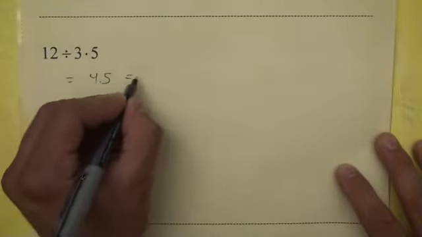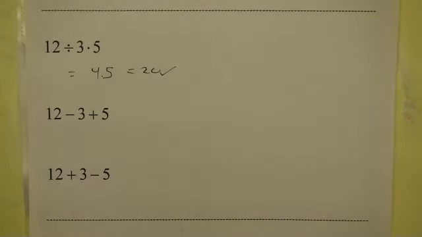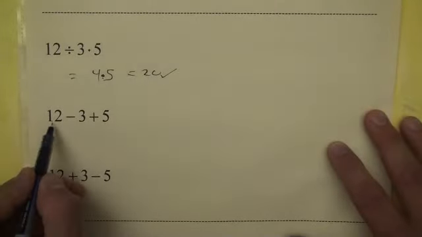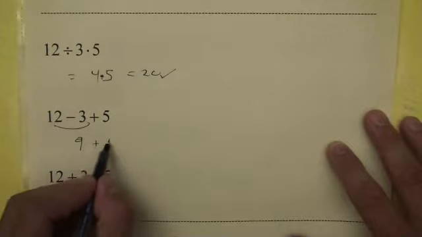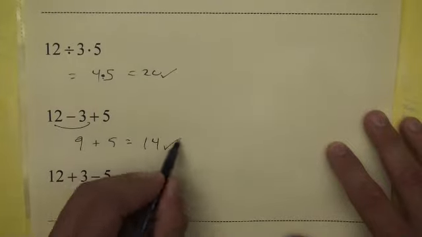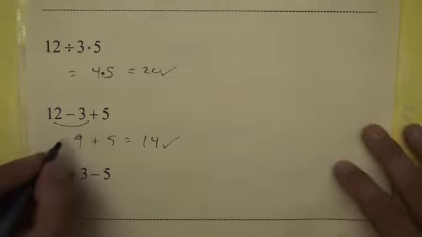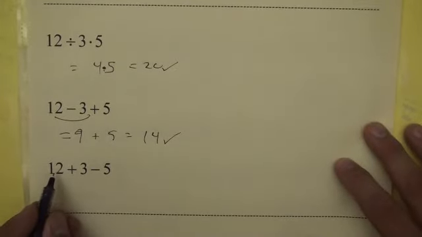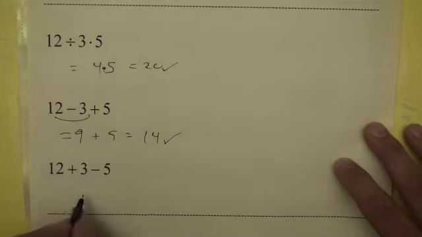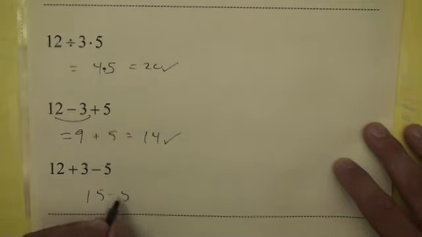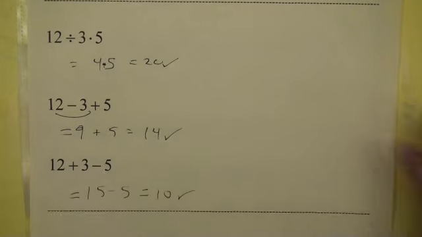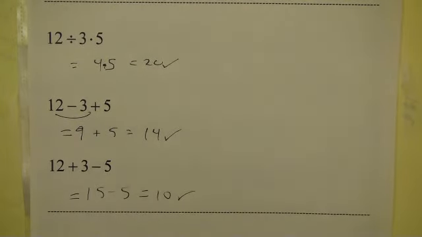So we have 12 divided by 3 times 5. Well, we're going to do 12 divided by 3 first because that one's on the left. So therefore we get 20. 12 minus 3 plus 5, same idea. We're going to do 12 minus 3 first to give us 9. So therefore, plus 5, which is in fact 14. And then this is just simply straight across 12 plus 3 minus 5, which is definitely 15 minus 5, which is 10. Okay, so that is exponents and the order of operations, and good times.